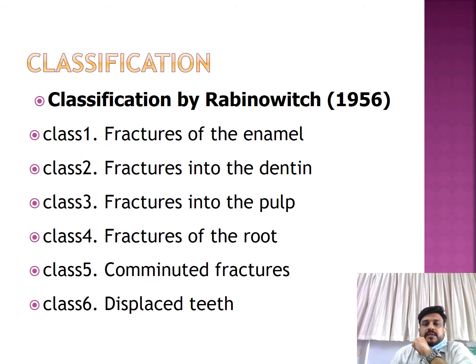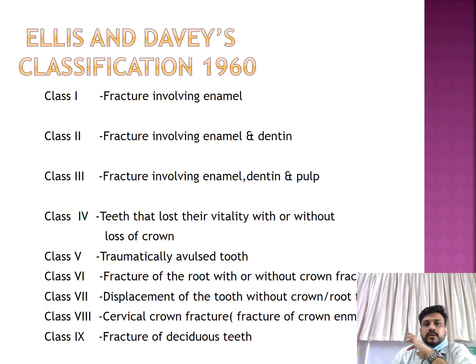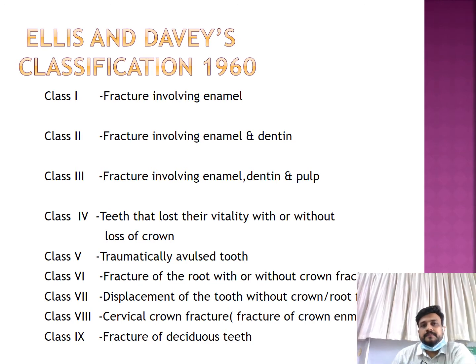Now coming to classification, there are lots and lots of classifications of dental trauma, but we would like to know the Ellis and Davis classification. It was established way back in the 1960s. So you are supposed to know the Ellis and Davis classification thoroughly. I'll explain it. Class 1, class 2, class 3, like that, there are 9 classes.